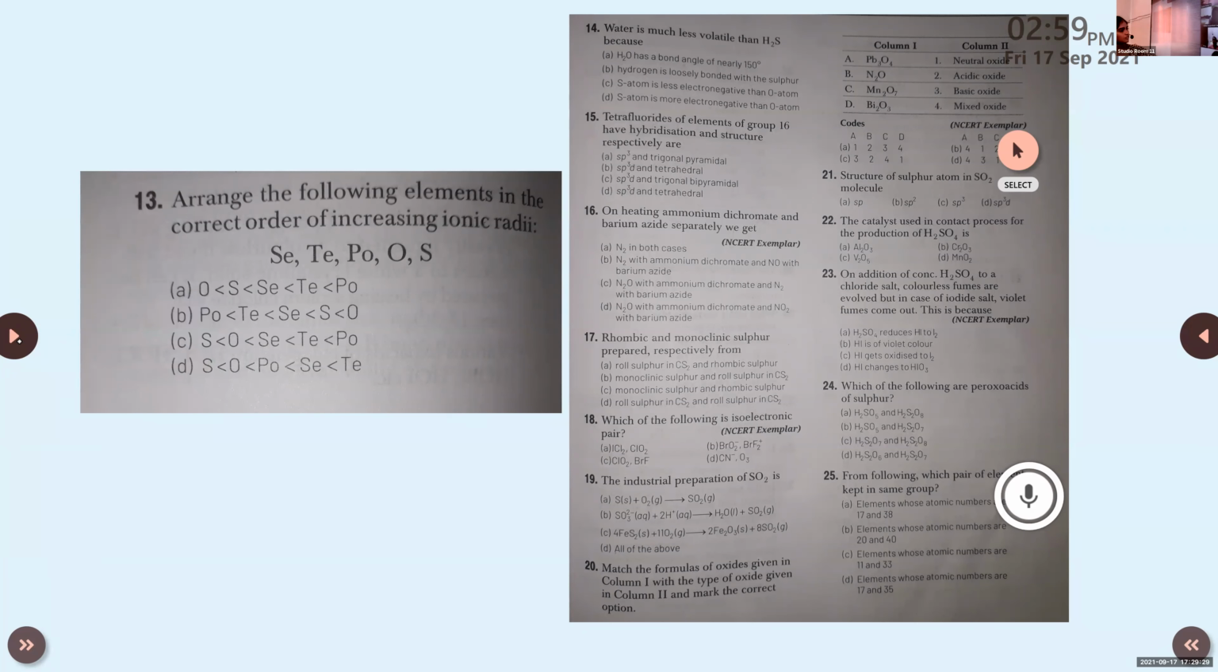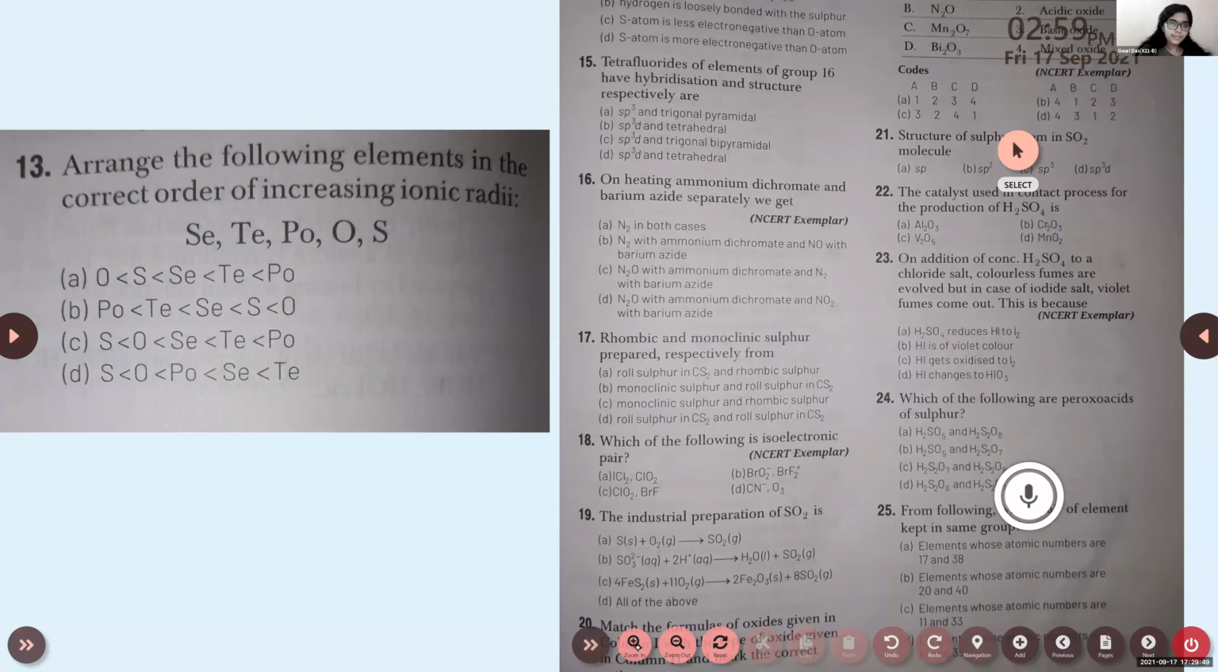Is this clear, children? Is the screen visible? Do you want to zoom it again? Yes, madam. Okay, what about now? Clear, right? Yes, ma'am. Okay.